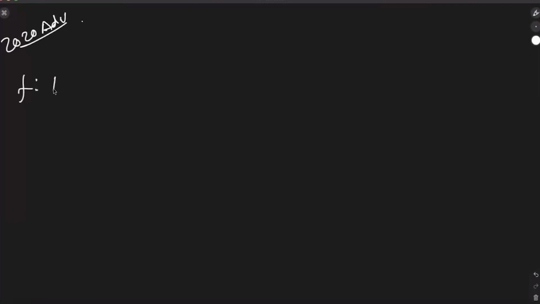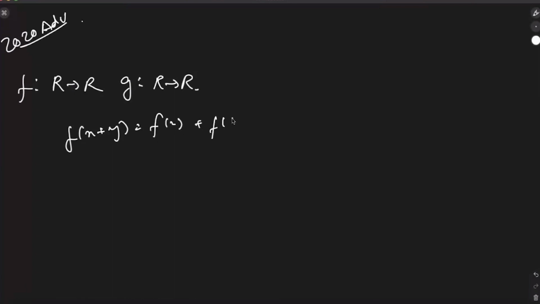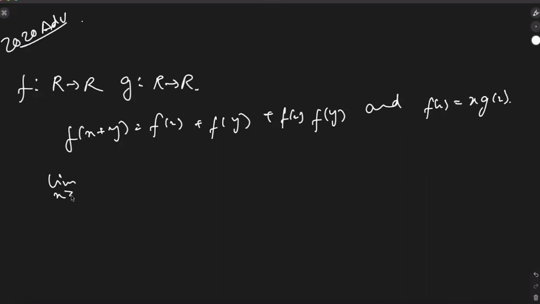So suppose there's a function f going from R to R, and there's a function g going from R to R. The two functions satisfy this condition: f(x plus y) is equal to f(x) plus f(y) plus f(x) into f(y), and f(x) is equal to x times g(x). So limit x tends to 0 for g(x) is equal to 1. And which of the following statements are true?